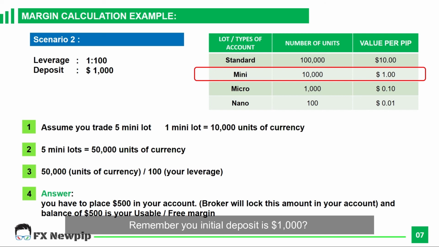Remember, your initial deposit is $1,000. Your forex broker has locked $500 from your equity, and now you are left with $500 as your new account balance. This account balance is called usable or free margin.